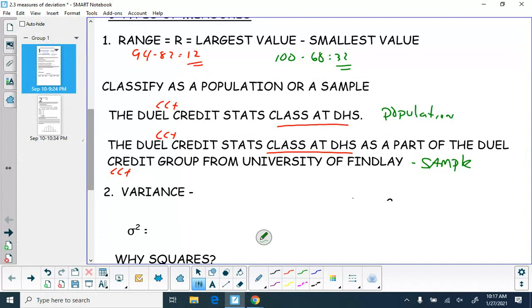So one scenario is when we just look at the College Credit Plus at Downton High School and say that's all we're dealing with, then I'm going to do a statistical analysis on them. You're a population. But then when I tell you I'm going to do a statistical analysis at Downton High School and want to talk about all the College Credit Plus classes done by the University of Findlay, you've turned into a sample because you're a subset.